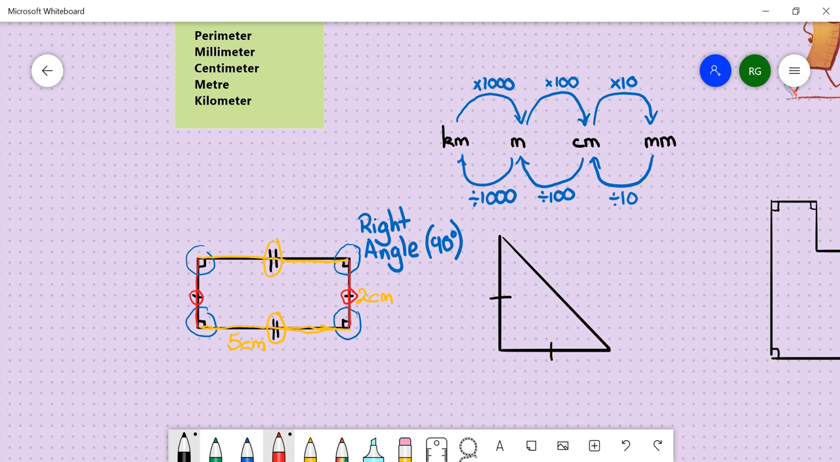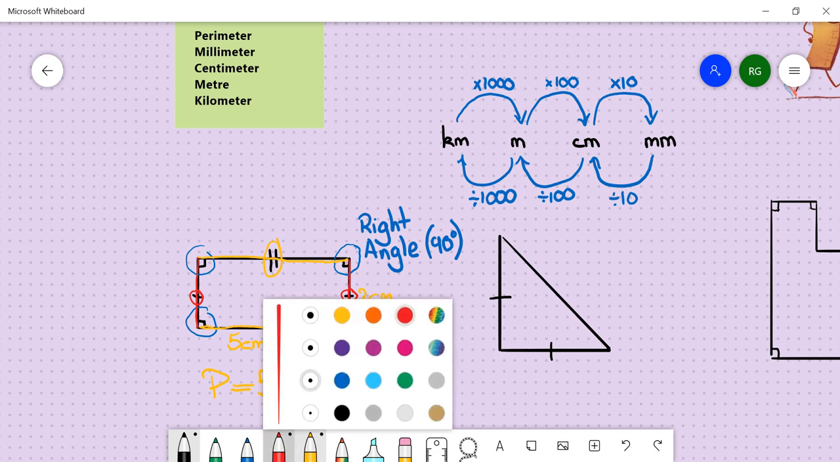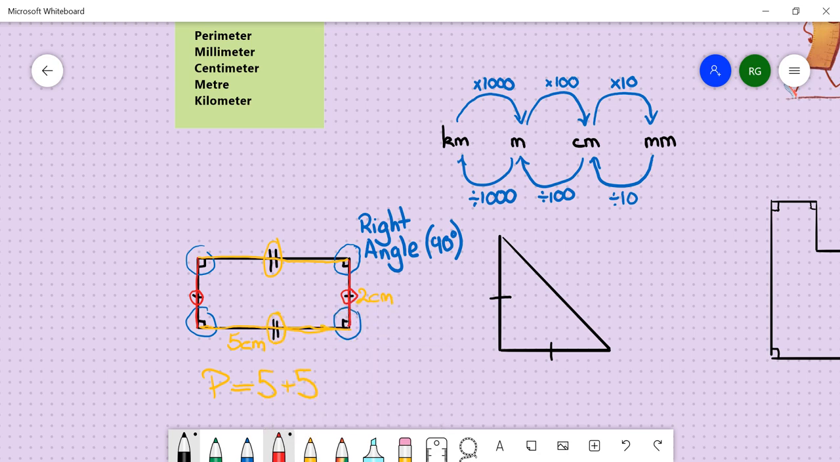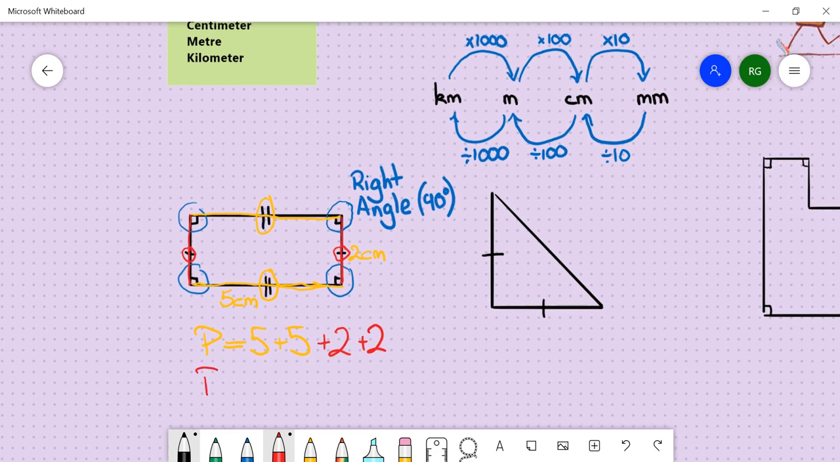So if we were to work out the perimeter of this shape, the perimeter would be equal to 5 plus 5, that's for the yellow section, plus 2 plus 2 for those red sides. Thus, being equal to 14 centimeters.